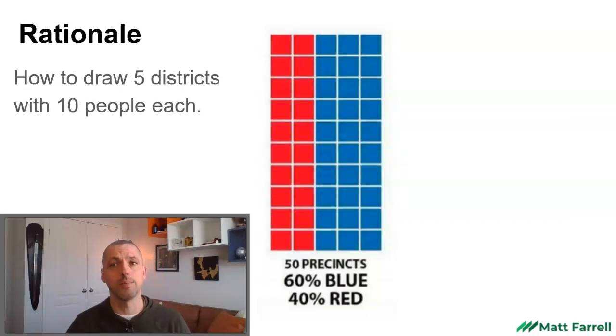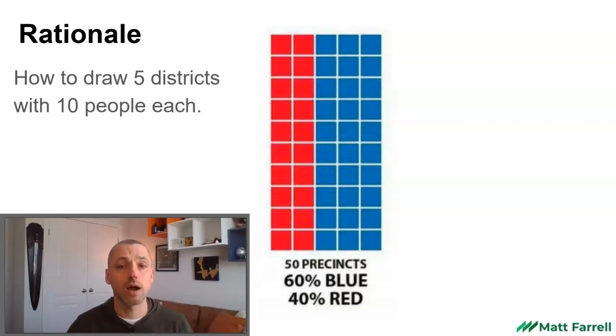Now, here's the rationale behind it. Voters live in different proportions in different areas. So let's say in this area, in this region, we've got 50 precincts, 50 little areas, and overall the population is 60% blue and 40% red.